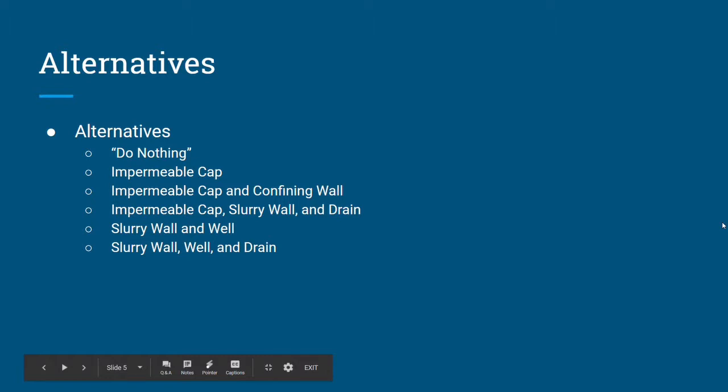The following are the alternatives that we modeled. Most of our alternatives build off one another. We began modeling a do-nothing scenario which left the landfill site as is. And then we began to look at placing an impermeable cap, then building off of that by adding a confining wall. From there, we did an impermeable cap with a slurry wall and drain. Our next alternative was looking at a slurry wall with a well. And then lastly, we looked at a slurry wall with a well and with a drain. From these alternatives, we focused on choosing 3 of them that decrease the particle travel time and decrease the outflow to the constant head boundary in the river. Next, we will further look at these 3 specific alternatives.